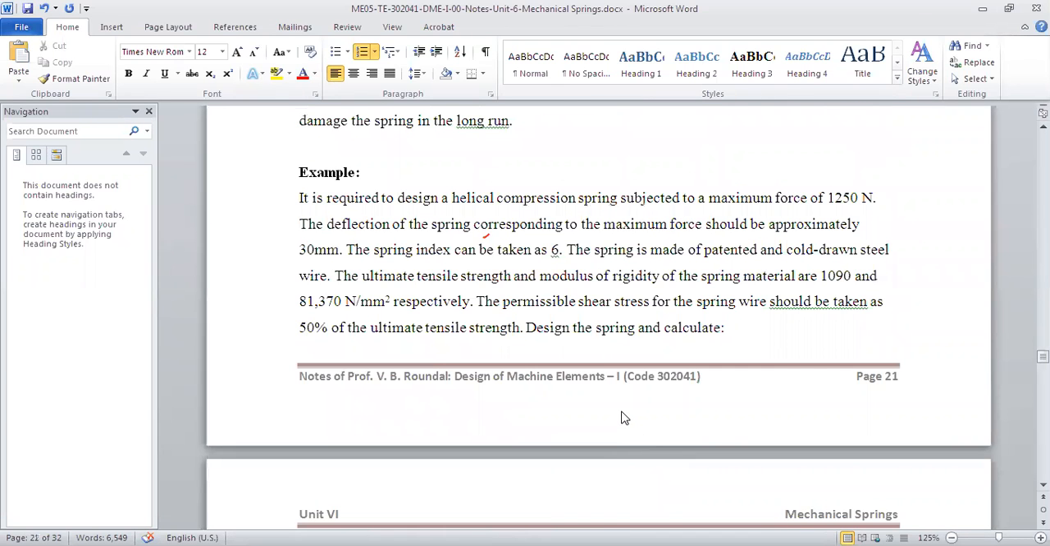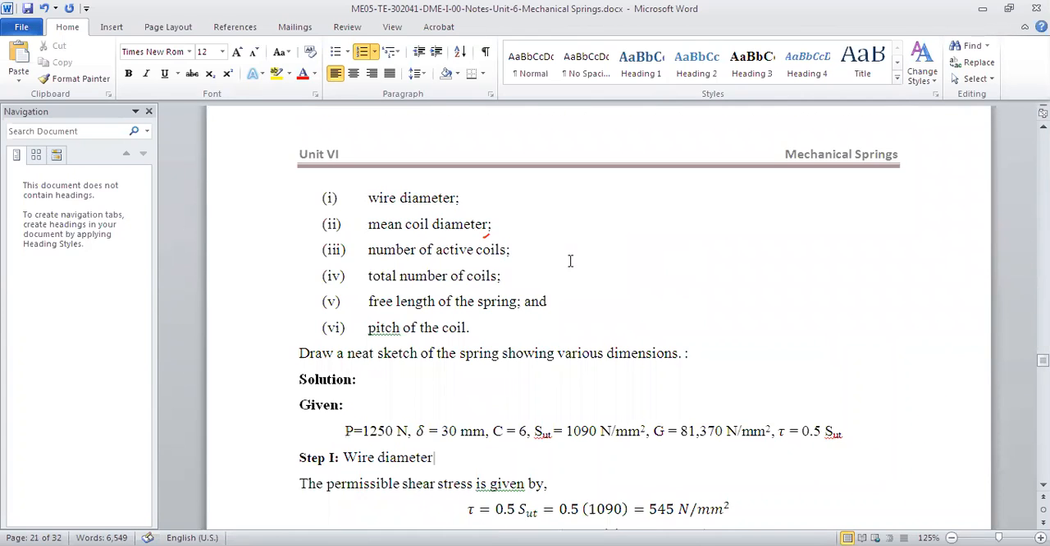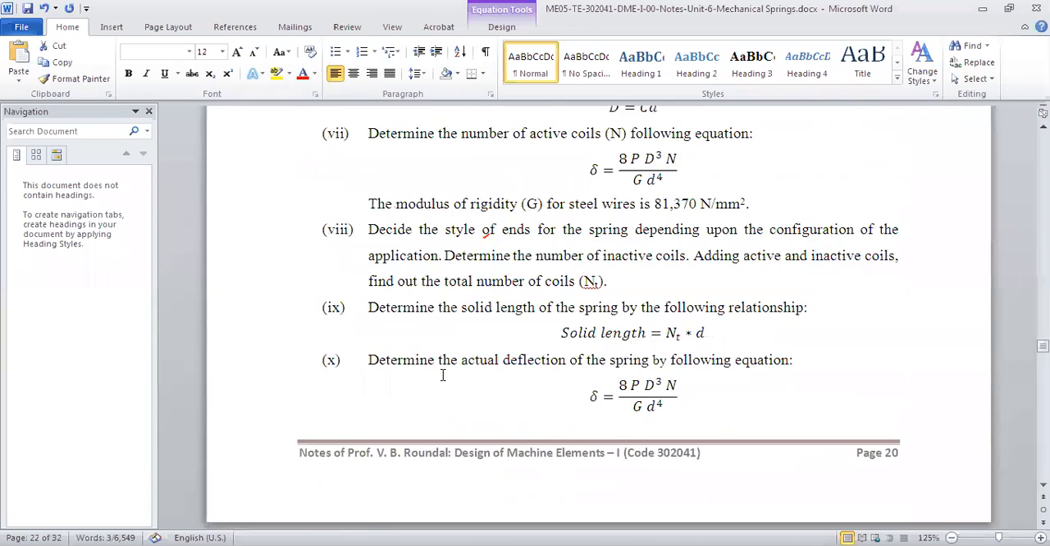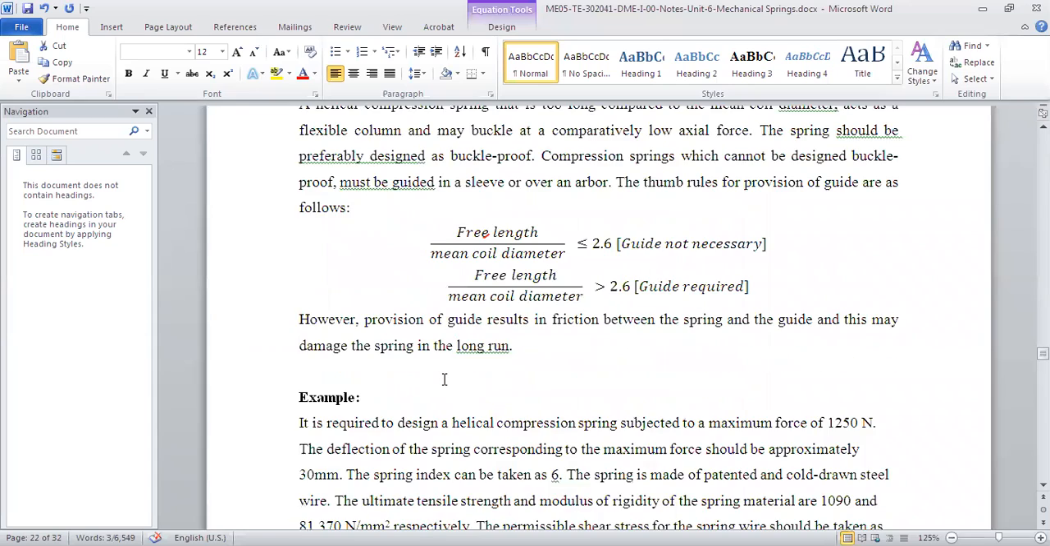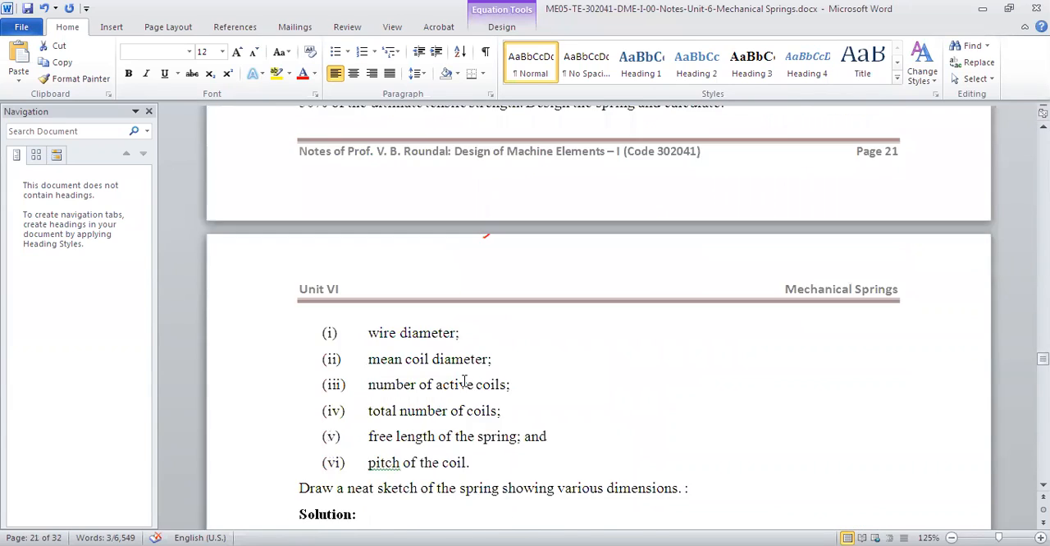So you guys are following the problem statement. It is pretty straightforward. Load is given, deflection is given, spring index is given, SUT, tau is equal to 0.5 SUT, and G is given. So what is given? P is 1250 Newton, deflection is 30, C is 6, SUT is 1090 Newton per mm square, G is 81,370 Newton per mm square, and tau is equal to 0.5 of SUT. So we'll take the approach we have seen and try to design the spring.